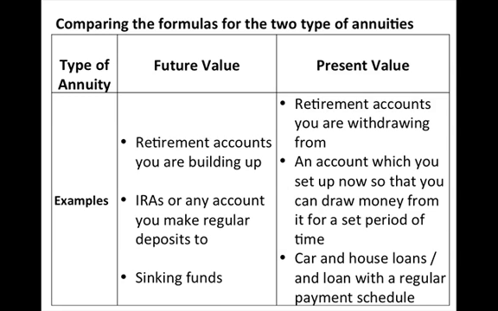So just a few examples. Whenever we talk about retirement accounts that are building up, that's a future value annuity. If I have an IRA or any account that I make regular deposits to, that's a future value annuity. And some books deal with sinking funds. That would be another example of a future value annuity. With the present value annuities, retirement accounts that are fully set up that I'm withdrawing from each year. That's the present value.